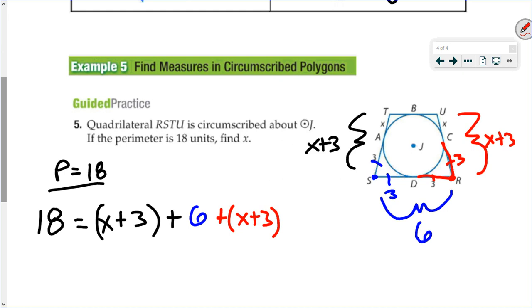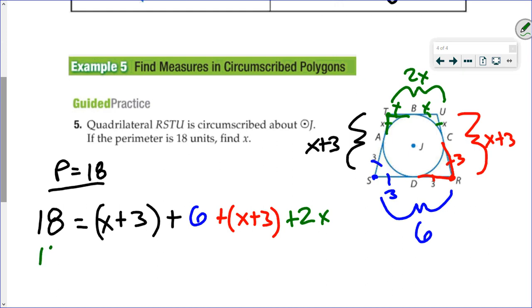Now we just need to add that last side, TU. I'll use another color here. So how can we express TU? Well, TA and TB are both tangent and come from the same exterior point, so they're congruent. So that would be x. BU and UC are both congruent as well, so they're x, so x plus x, side TU would be 2x. So if we solve this equation for x, then we would have solved the problem.